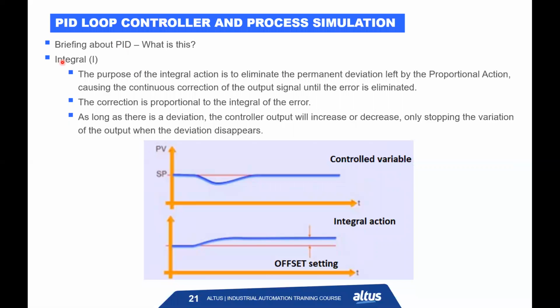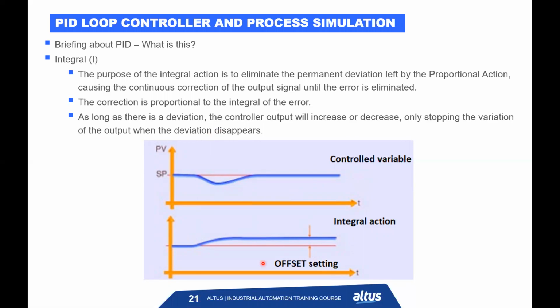I, integral term. The purpose of the integral action is to eliminate the permanent deviation left by the proportional action, causing the continuous correction of the output signal until the error is eliminated. The correction is proportional to the integral of the error. As long as there is a deviation, the controller output will increase or decrease, only stopping the variation of the output when the deviation disappears.